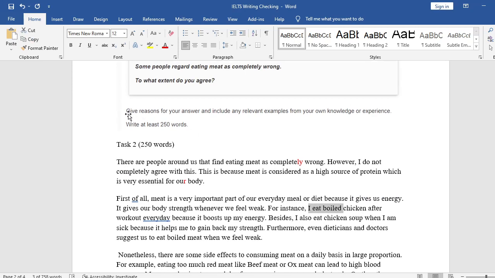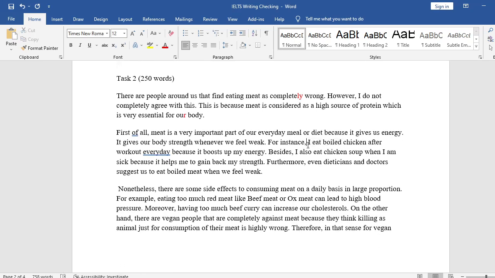So I missed reading this before. Give reasons for your answer and include any relevant examples from your own knowledge or experience. Okay, so it's very important that you give your personal examples. You shouldn't just say that people do this, people do that, people should do this, not do that. So you should give personalized examples like this. So this is very good.